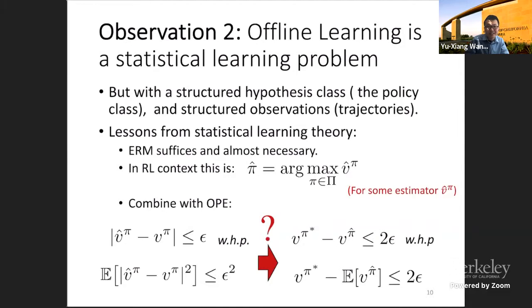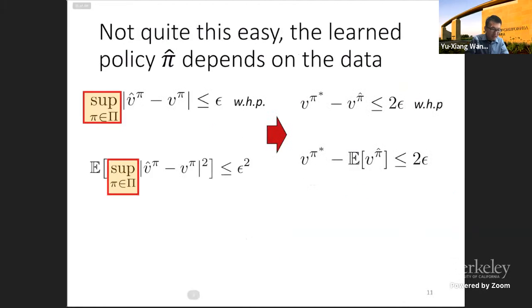Since this is a theory group, and from statistical learning 101, we all know that this is a flawed argument because pi hat is data dependent. So what we really need is a so-called uniform convergence. If we add a supremum over a family of policies, so the high probability bound holds simultaneously over all policies within this policy class, then this argument works, and then we can use uniform OPE to derive the offline learning bound.